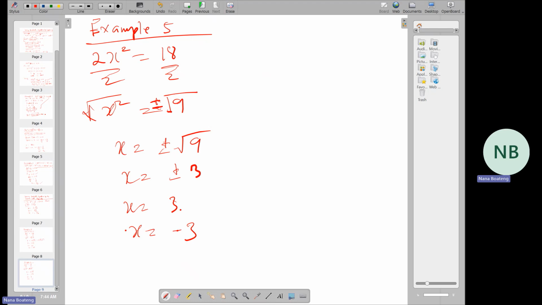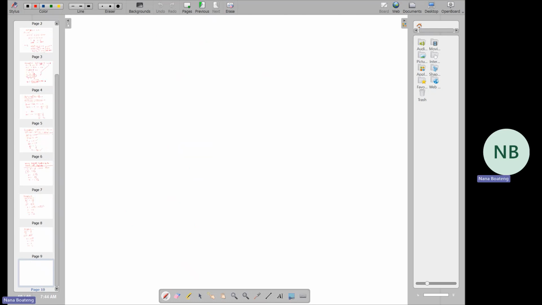Let's look at one more example using the square root property. This should be example 6. So example 6, we have 2 times x plus 7 squared is equal to 40.